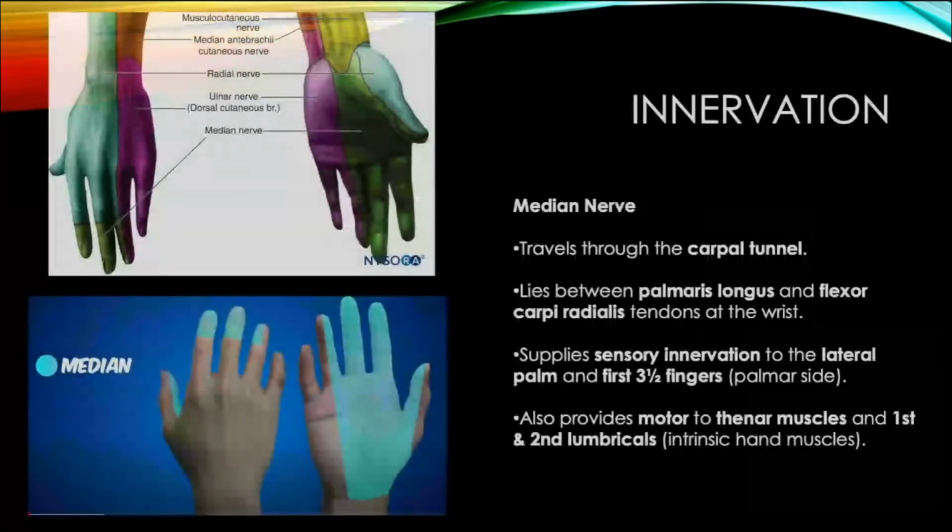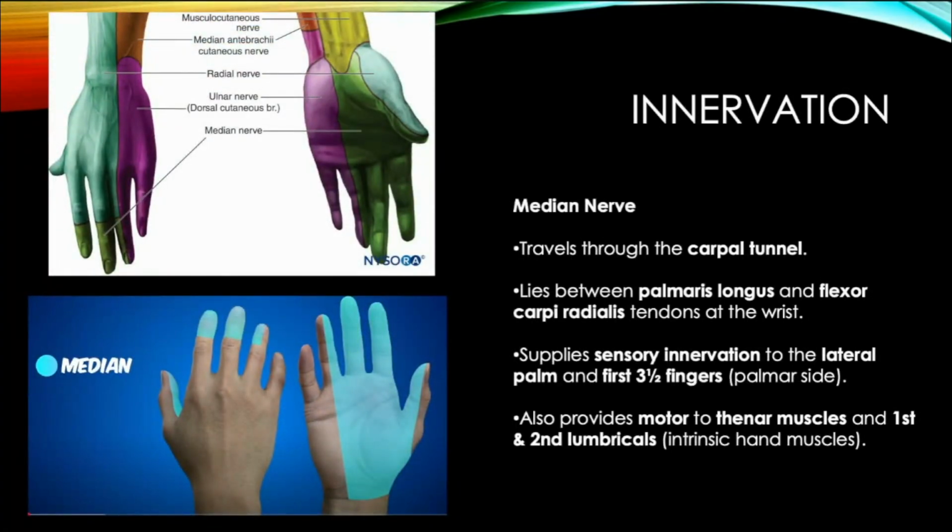Next, we learn a bit about the innervation of the nerves. So first is the median nerve. The median nerve travels through the carpal tunnel. It lies between the palmaris longus and the flexor carpi radialis tendon at the wrist. It supplies the sensory innervation to the lateral palm and fingers, the first 3.5 fingers on the palmar side. It also provides motor to the thenar muscles and the first and second lumbricals, that is the intrinsic hand muscles. As you can see in the picture, the lower picture shows the innervation of the median nerve.